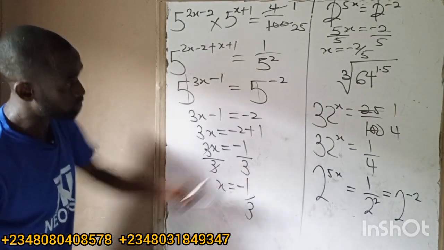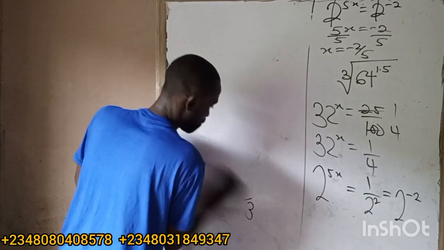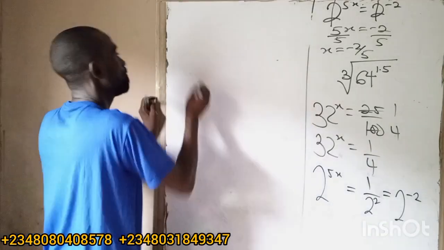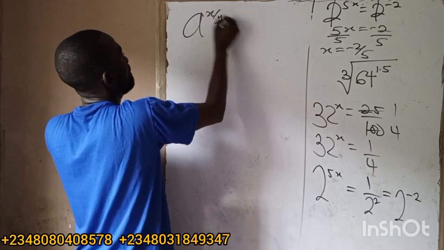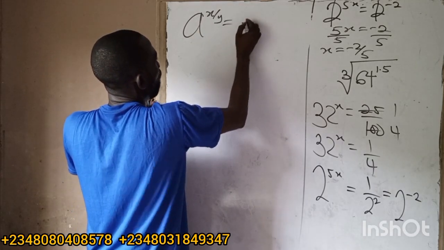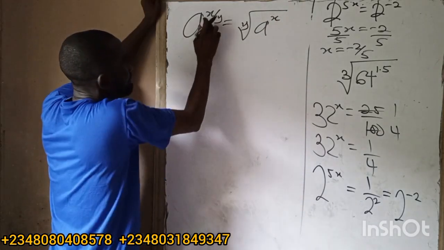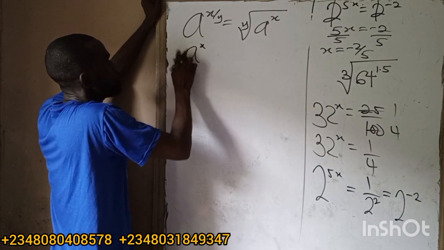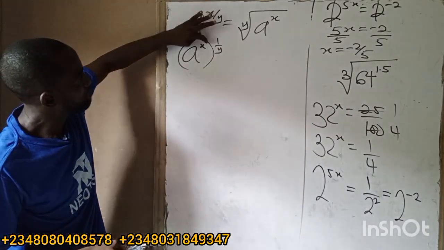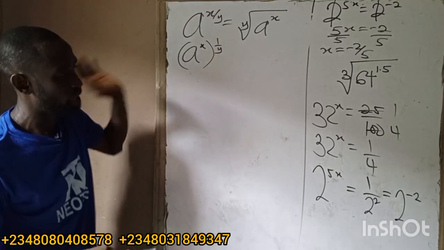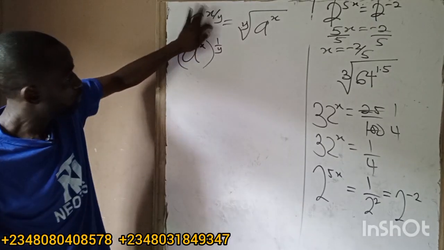Let's solve it. Anytime you have a question like this, look at the law here. If I have a raised to power x over y, it is equal to the y-th root of a, everything raised to power x. So it means 1 over y, a raised to power x, bracket, 1 over y. So I can multiply the power, x times 1, x over y. So once I have something like this, it changes to this form.